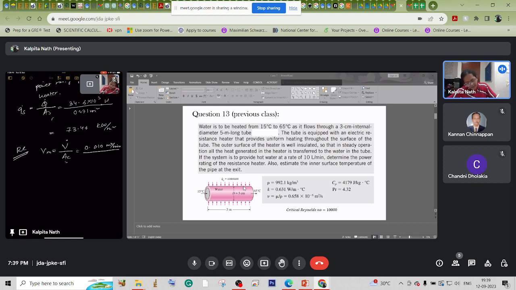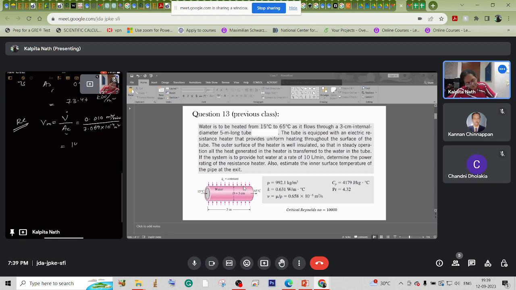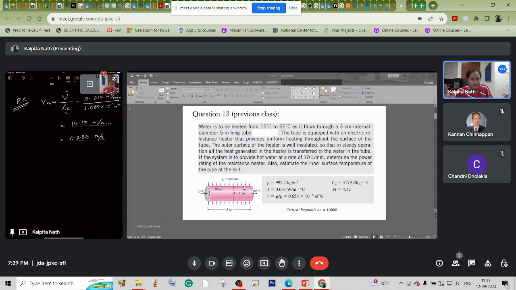And the cross-sectional area we have already found out as 7.069. If you are facing any doubt anywhere, you can stop me there and ask me the question. So this we find out to be 14.15 meter per minute. If we convert it to seconds, this will be 0.236. I have pre-calculated it. You can try it at your home. And if you are facing any doubt, you can connect with me in the next class.